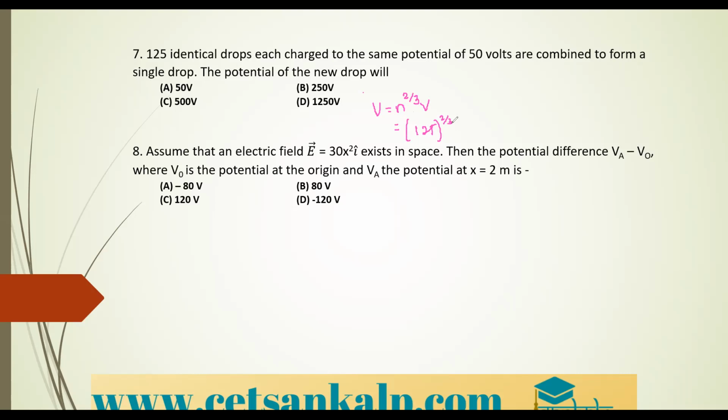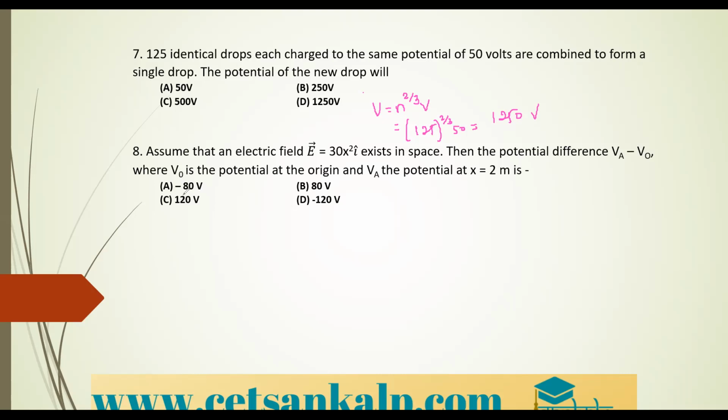V is the voltage of each drop. It is 50 volt. So if you simplify, that is the cube root of 125 squared into 50, that is nothing but 1250 volt is the answer. So the correct option is option D, that is 1250 volt. It is a direct formula substitution question.